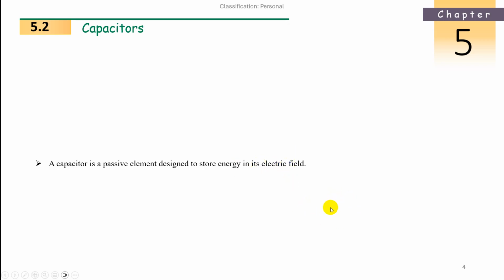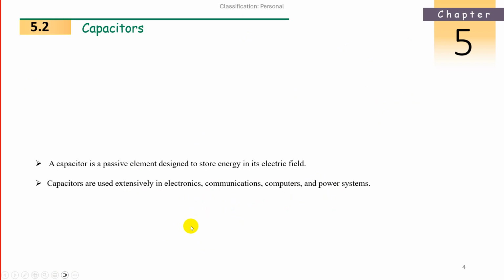Remember, capacitor means based upon voltage, electric field. Inductor means based upon current, magnetic field. These two terms should be remembered. Capacitors are used extensively in electronics, communications, computers, and power systems. They have a very wide range. If you open your computer, or the charger of your mobile, capacitors and inductors are there. All are passive elements, and they can work for DC and AC both.